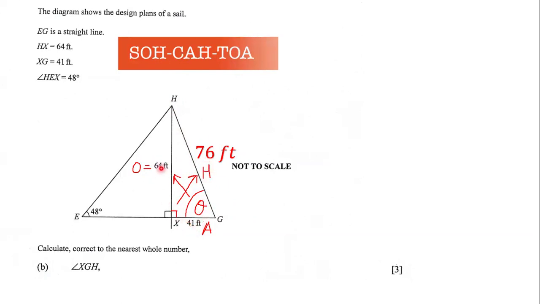Now we have the opposite side, the hypotenuse and the adjacent. We could use any one of the trig ratios: sine, cosine, or tangent, because we have all three sides. I'm going to use tangent. So tan of theta is equal to the opposite over the adjacent, and I'm going to use 64 and 41. The reason I use tan theta is that I want to avoid using the answer we just figured out; I want to use the sides that they gave us.